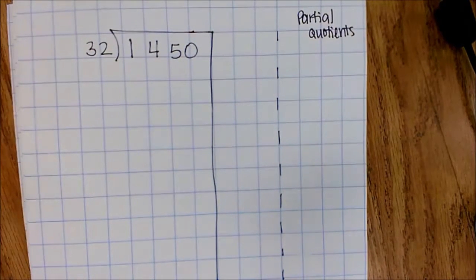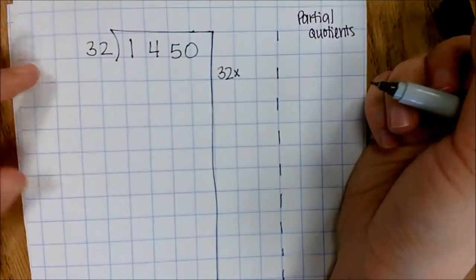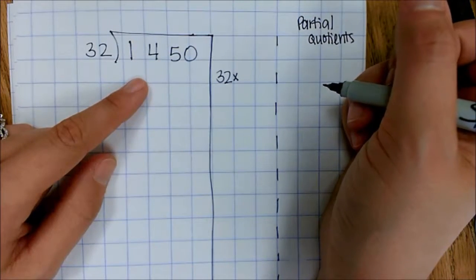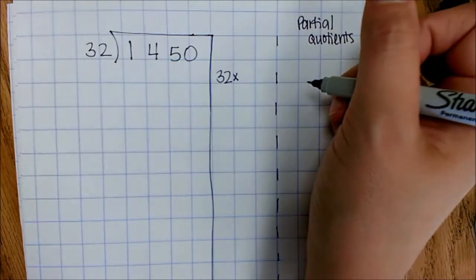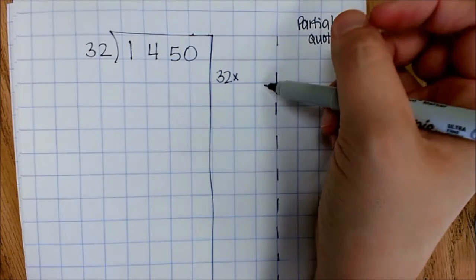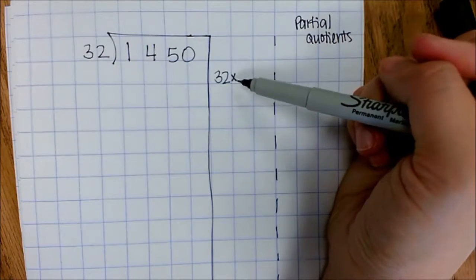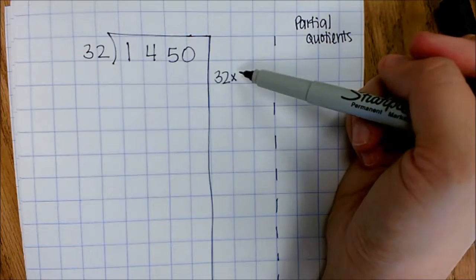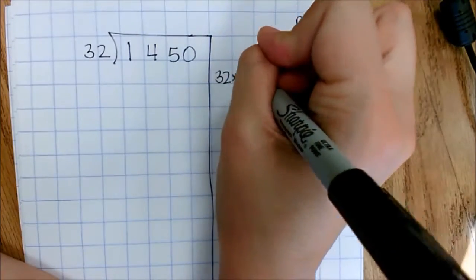So I'm going to start off by saying 32 times what number is going to get me close to 1,450. And I want to keep it as a multiple of 10, to kind of keep it easy in my head to multiply. So 32 times 10 would give me 320. I could do that. Or I could try 32 times 20. 32 times 20 would give me 640. So I'm just going to try that. Let's try that. 32 times 20.